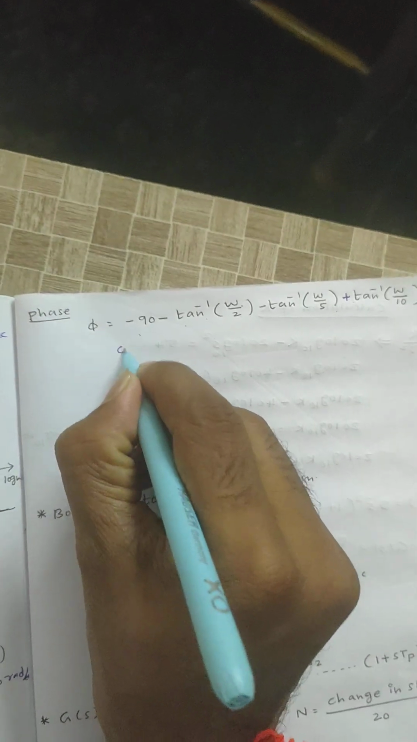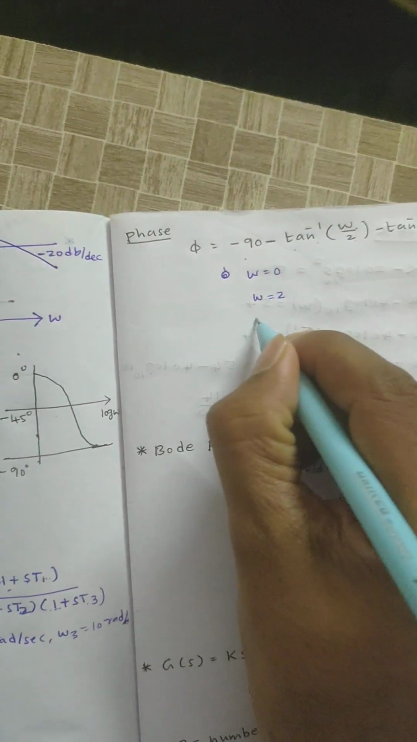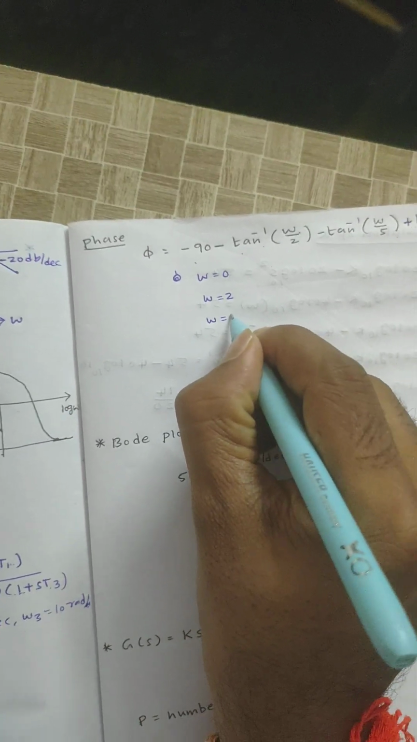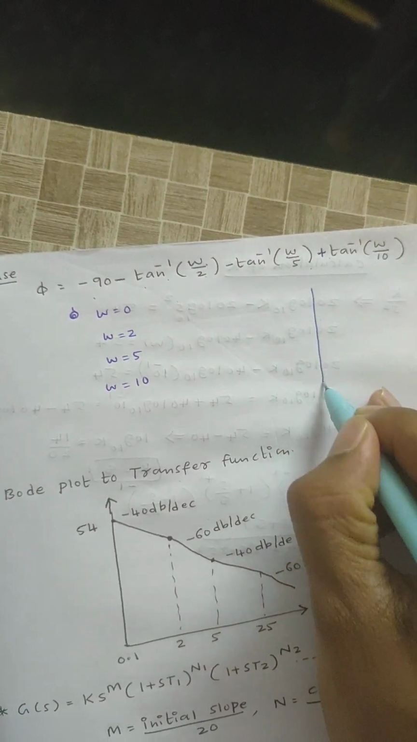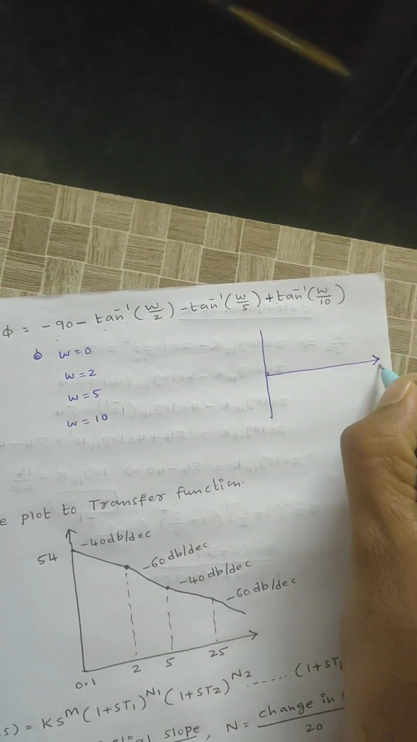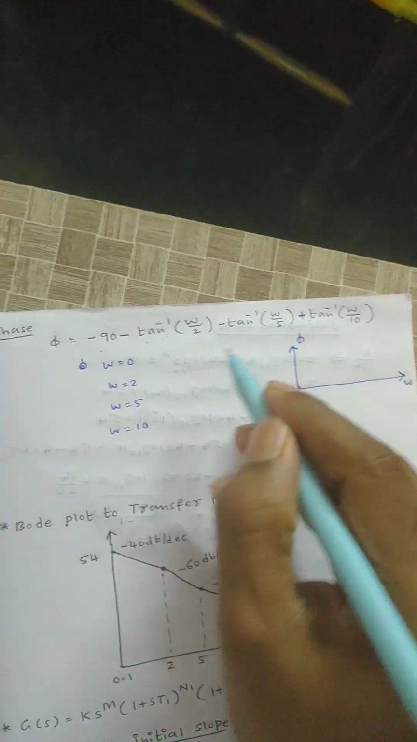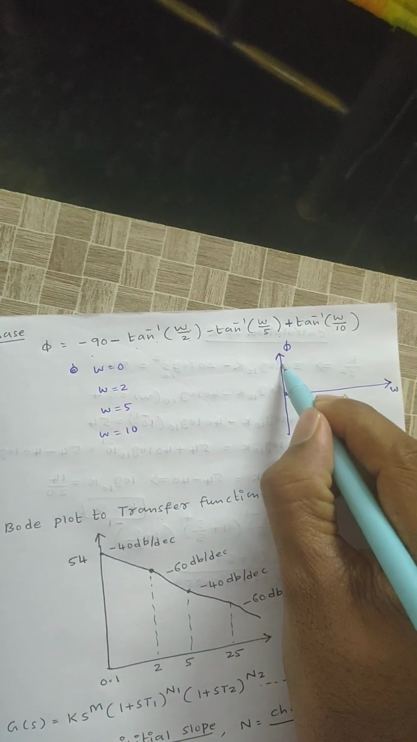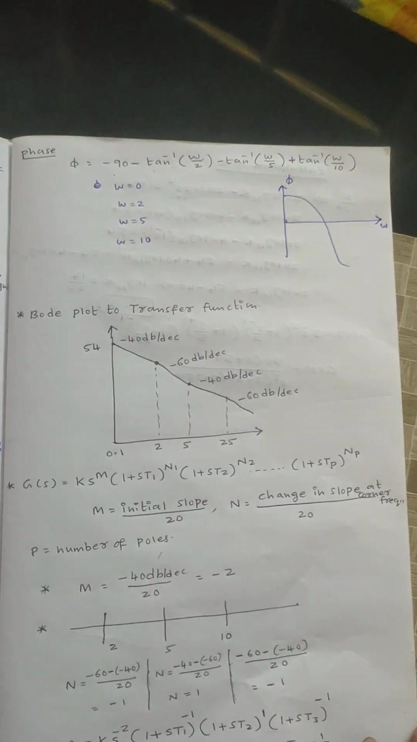You need to substitute omega value for different values of omega: omega equal to 0, omega equal to 2, omega equal to 5, omega equal to 10. Then we can calculate the phi value. After that we need to plot the phase plot, that is the phase angle plot, omega versus angle phi. This value will vary from minus 90 to some different value. In this way we can plot the phase plot.